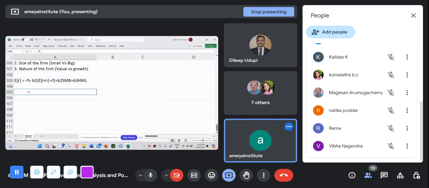Okay. Let us try to understand. Next, we'll go on to the calculation of risk factor. Next, we'll discuss risk concept and risk and relationship concept.